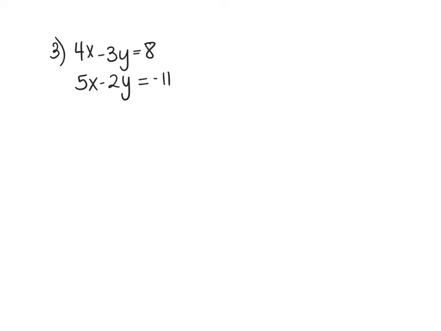Okay, so number 3. Here we have a situation now where the x's don't have any common factors and the y's do not have any common factors. So it's completely up to you whether you want to multiply to make the x's the same or to make the y's the same. So you're looking for a common multiple. So the least common multiple, really, is what you're looking for, the LCM: 4, 8, 12, 16, 20, and a lot of you can look at that and see it, and 5, 10, 15, 20. So my least common multiple for 4 and 5 is 20.